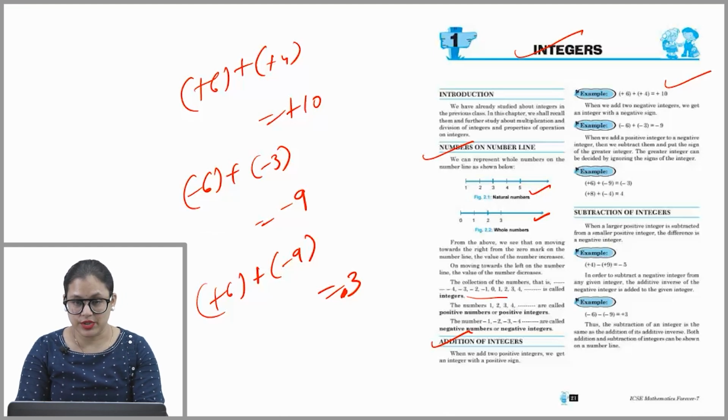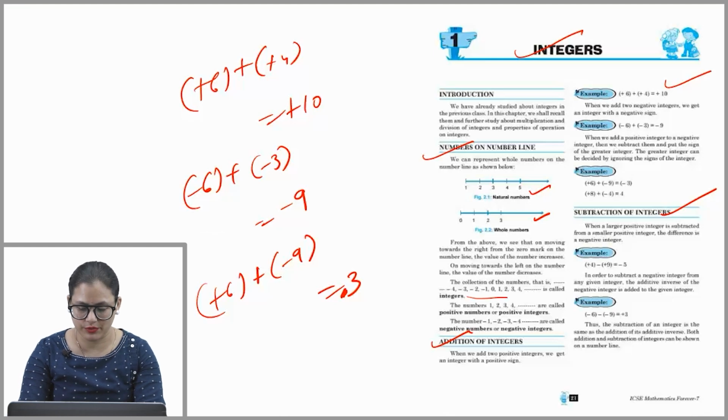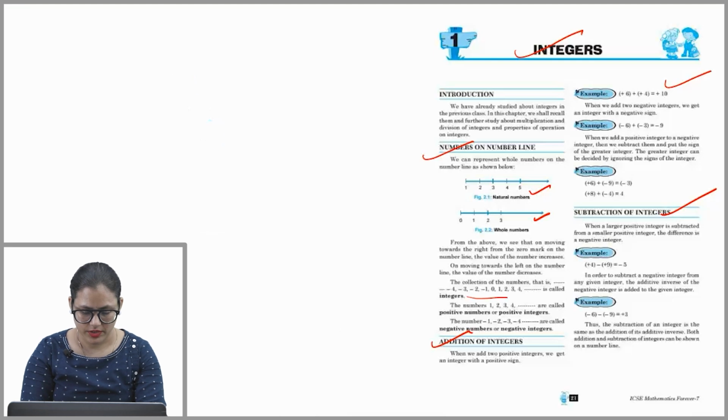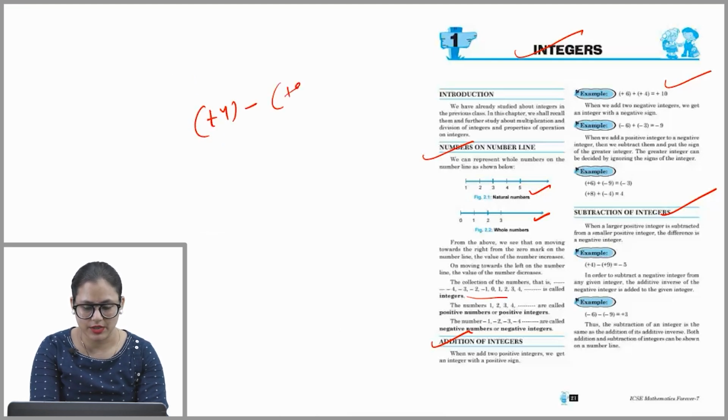Now, subtraction of integers. When a larger positive integer is subtracted from a smaller positive integer, the difference is a negative integer, okay? For example, +4 minus +9. So, we get a 5 but -5.